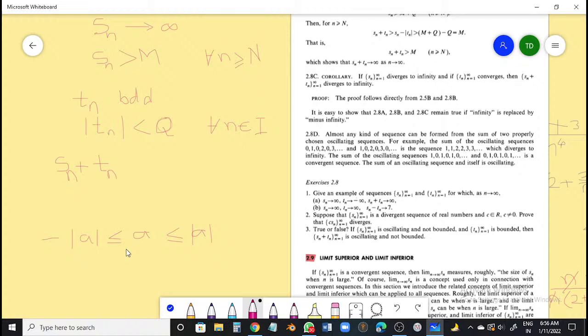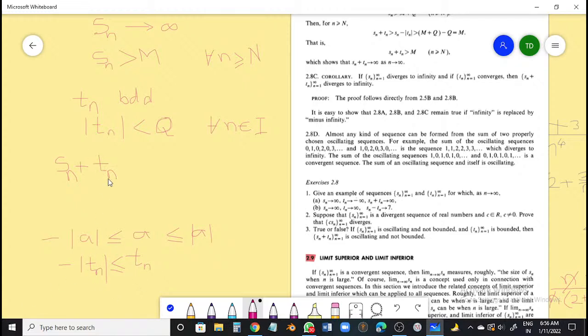And the reverse way, if a is positive, a will be itself plus mod a, so in that case it is greater than minus mod a. So the value of a always lies between the negative of its own absolute value and the positive of its own absolute value. This fact we are going to make use of. So mod Tn is less than Q, we all know, but Tn itself is greater than minus mod Tn. This fact we will be using.